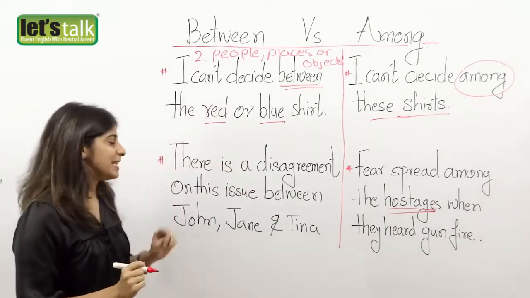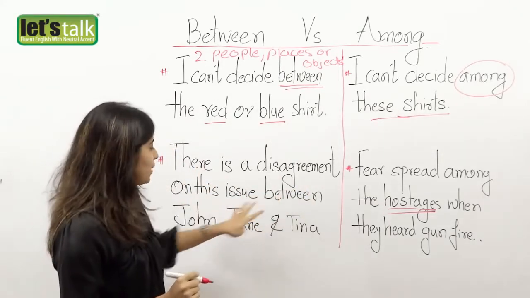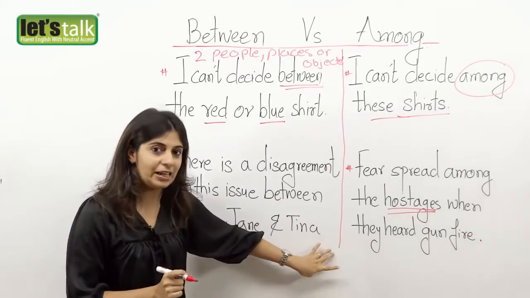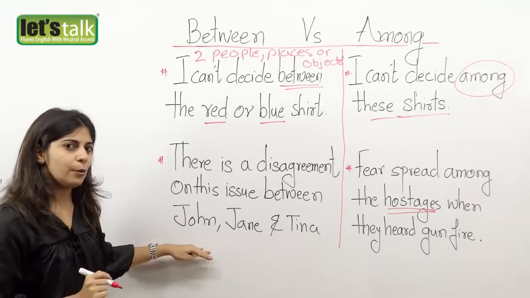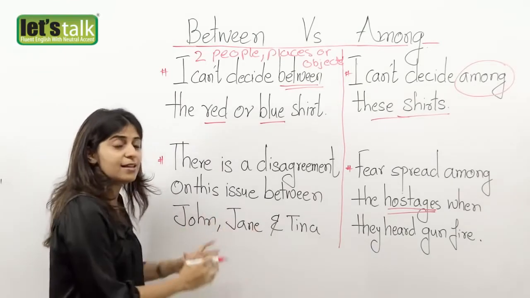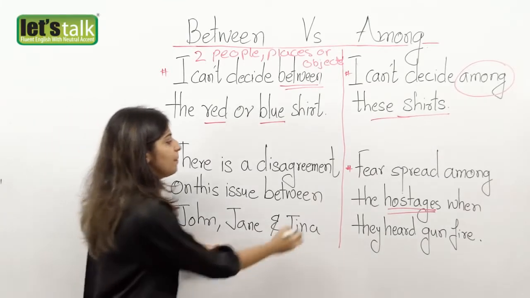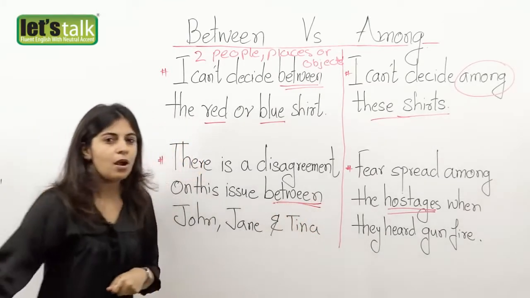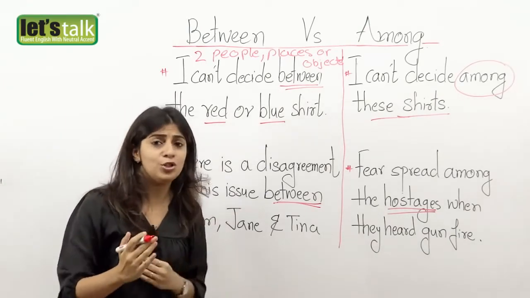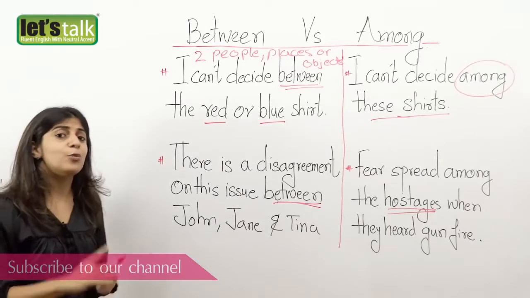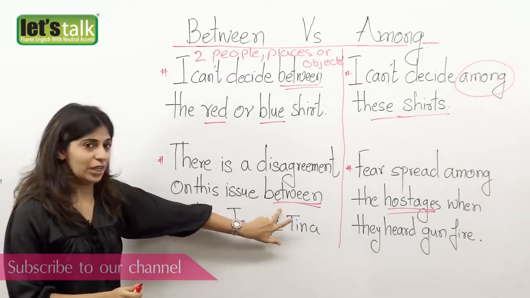Now here I have an example for you. There is a disagreement on this issue between John, Jane, and Tina. Now you would ask that there are more than two people here, right? It's not just John and Jane, but there's another third person, Tina. So why have I used the word between here? Let me explain this to you. When you are talking about one-to-one correspondence, like you are taking names individually, you use the word between, okay?